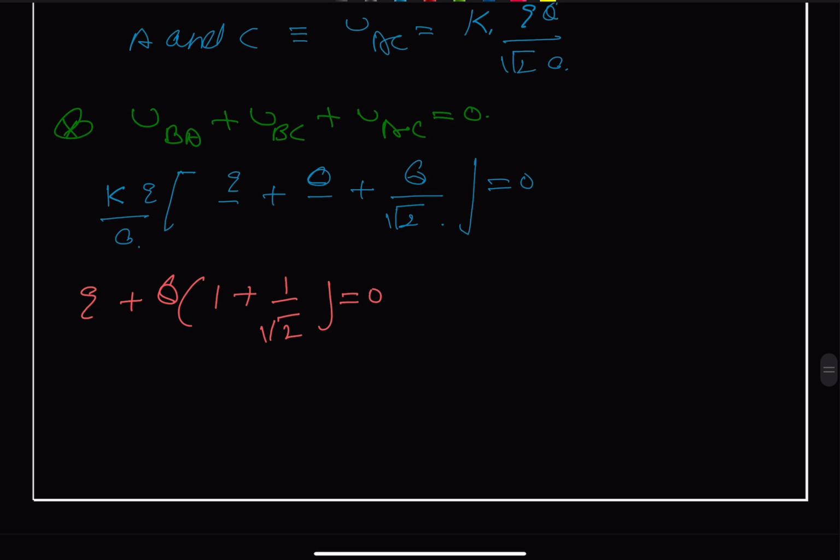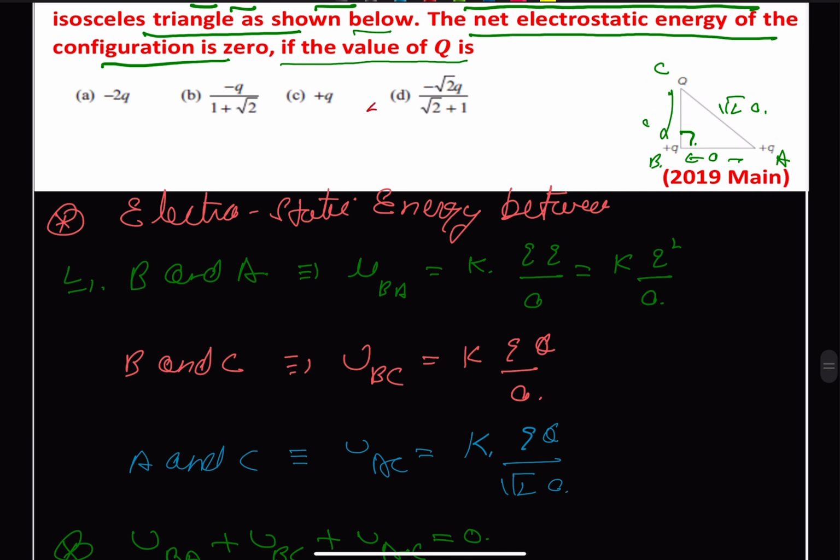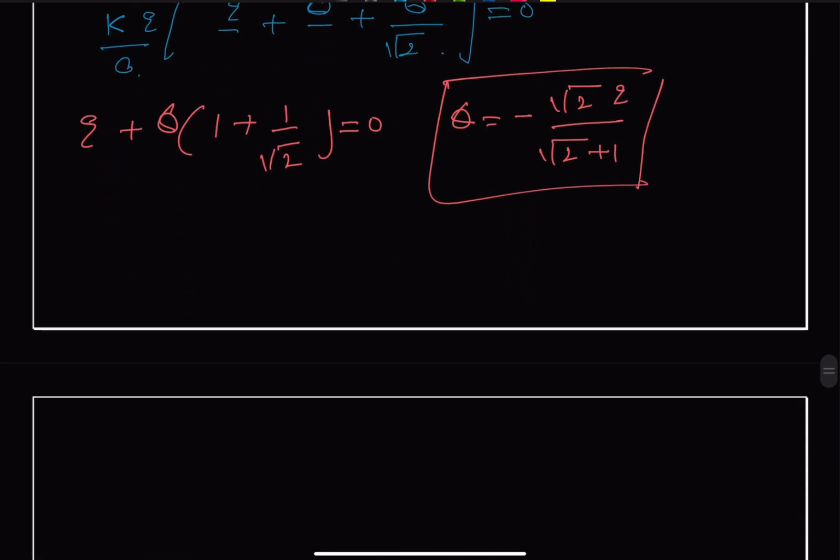So we get capital Q will be equal to minus, and square root of 2 we can take as LCM. So this comes as square root of 2 multiplied by Q, upon square root of 2 plus 1. So we have this option number D is the correct option. Option D is correct. Next question.